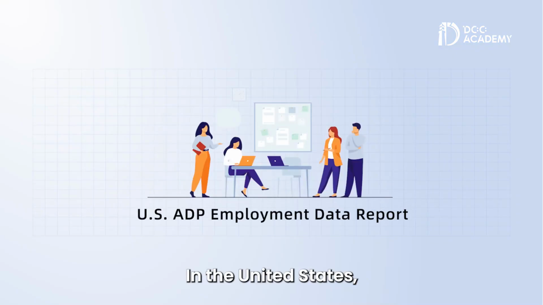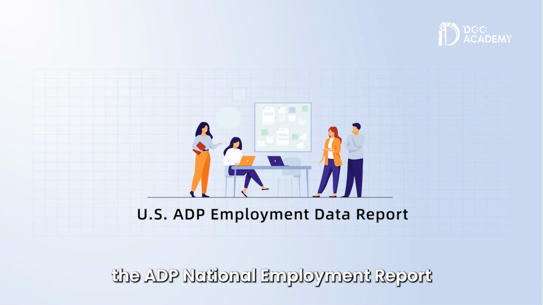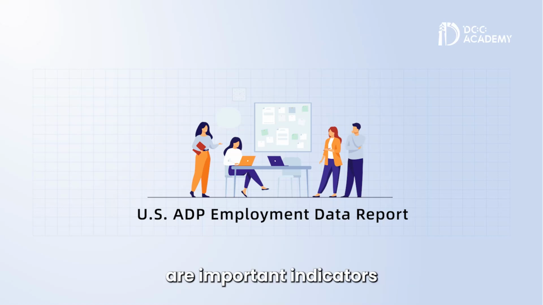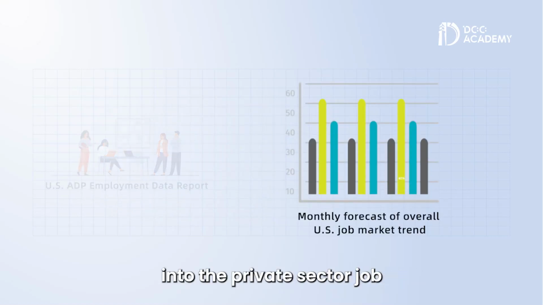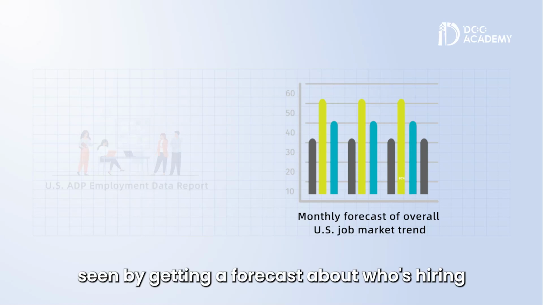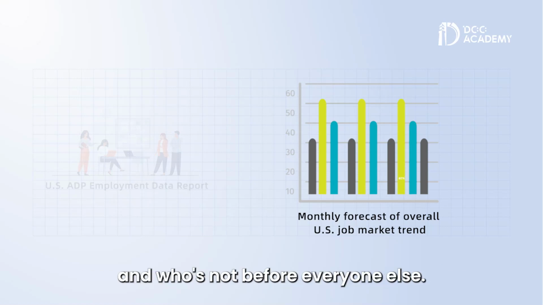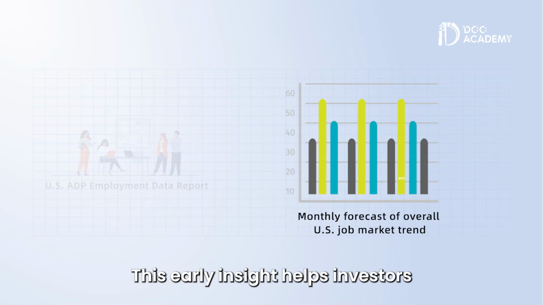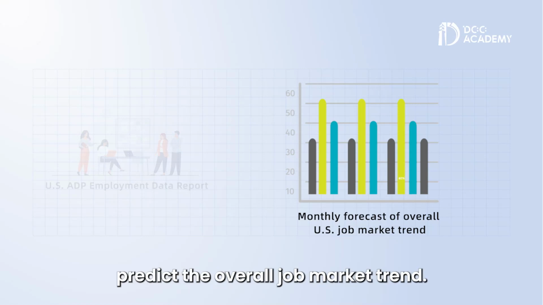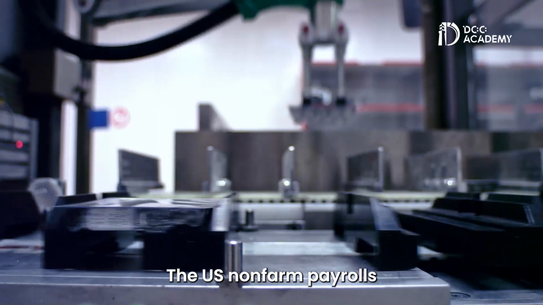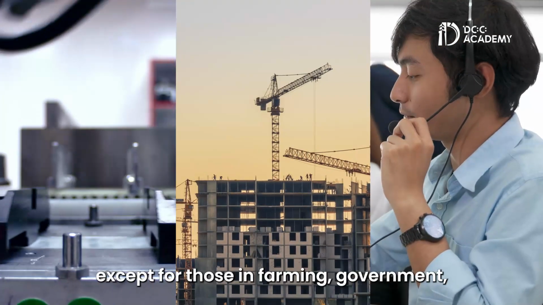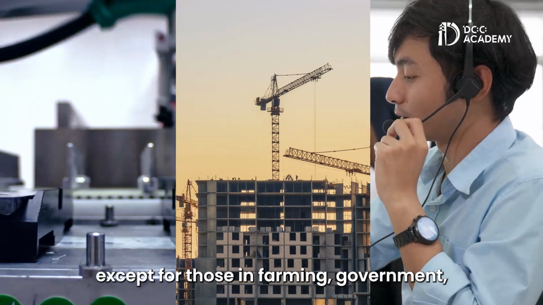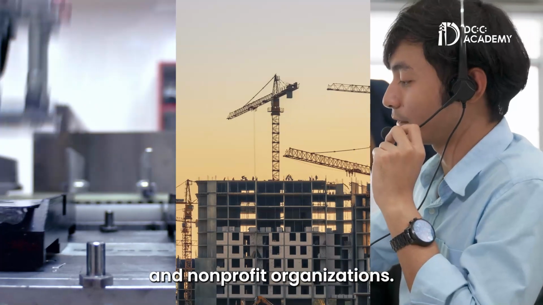In the United States, the ADP National Employment Report and non-farm payrolls reports are important indicators to understanding the job market in the country. The ADP report is like a sneak peek into the private sector jobs scene by getting a forecast about who's hiring and who's not before everyone else. This early insight helps investors predict the overall job market trend. The US non-farm payrolls, or NFP, on the other hand, shows the number of jobs added in the US, except for those in farming, government, private households and non-profit organizations.